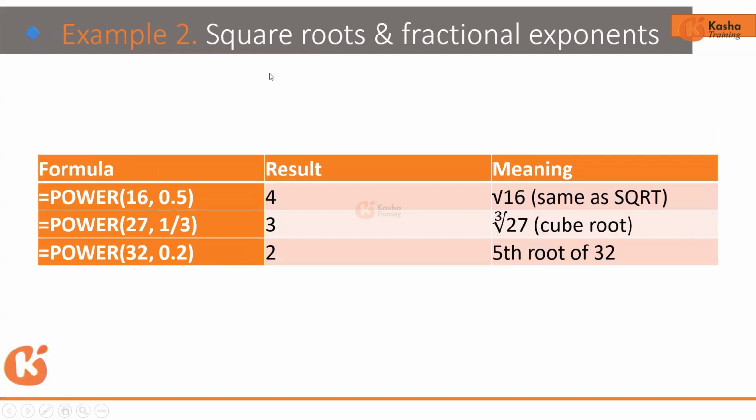Another example is square roots and fractional exponents. Here you can see power 16 with the exponent 0.5, so basically you are trying to find the square root, which is 4. Then you can see 27 with the exponent 1/3, which is the cube root, and it becomes 3. Then 32 with 1/5, which is the fifth root, so it becomes 2. This is another example, square roots and fractional exponents.